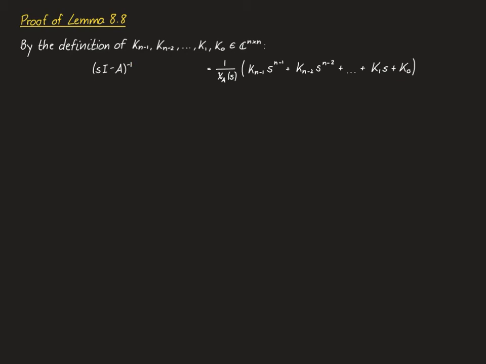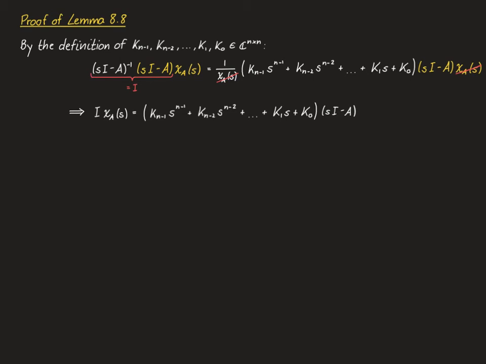Now we multiply both sides of this equation with sI minus A in brackets times the characteristic polynomial chi_A of s. Then on the left hand side, the inverse of sI minus A multiplied with sI minus A yields the identity matrix, and on the right hand side we can cancel the expression for the characteristic polynomial chi_A of s.